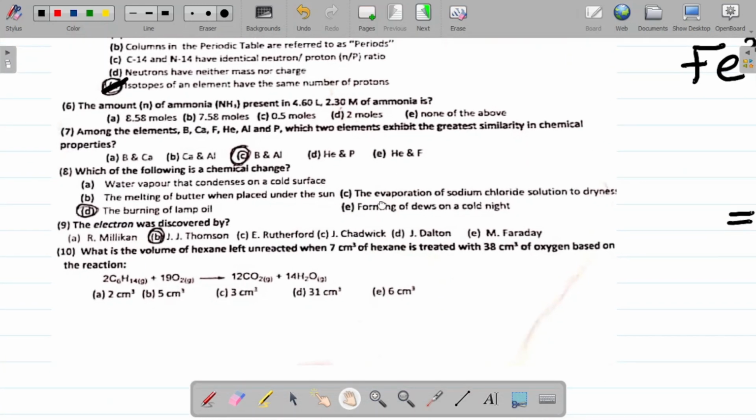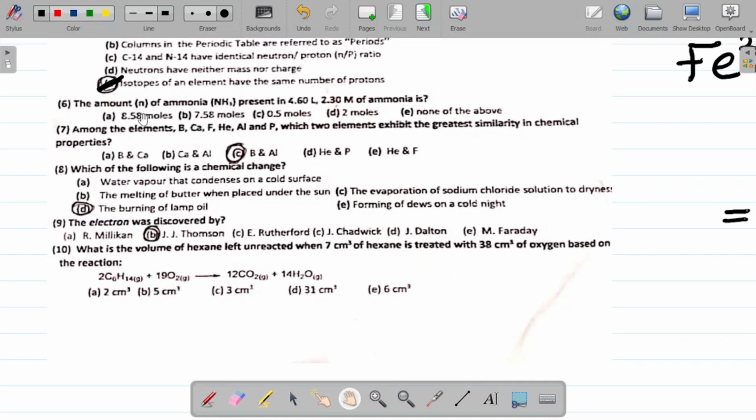Alright, next up, number 6. The amount n. When you see n there, n means number of moles. So that's chemistry. When you see small n in chemistry, it means number of moles. So the amount, in bracket, number of moles of ammonia NH3 present in 4.60 L, which is liters, 2.30 M, which is molarity of ammonia, is. So they're asking you for the number of moles. They've given you volume, they're giving you molarity. So how do we solve this?